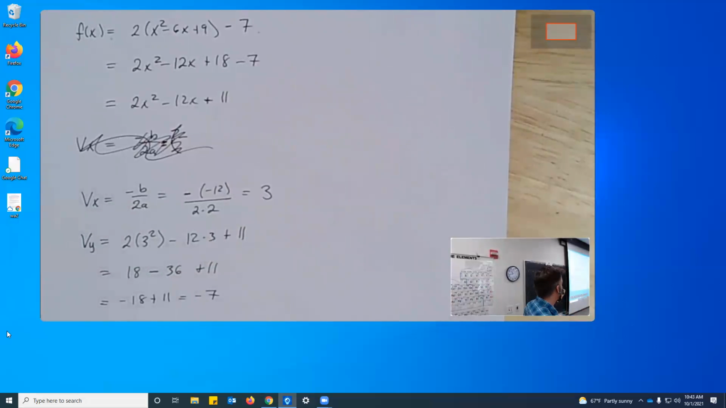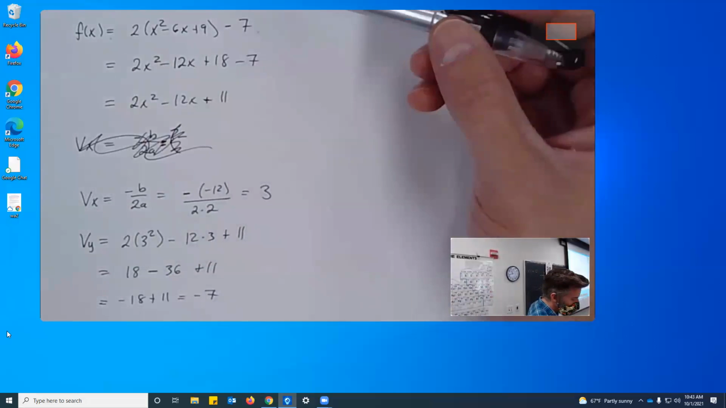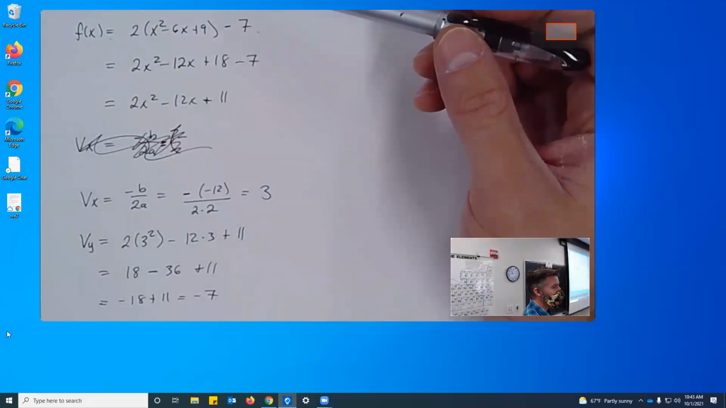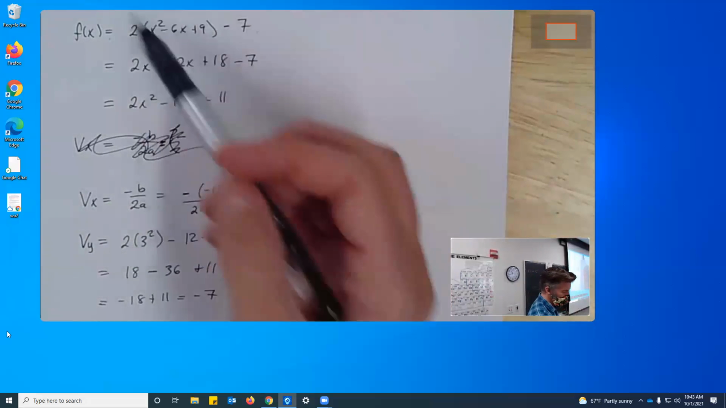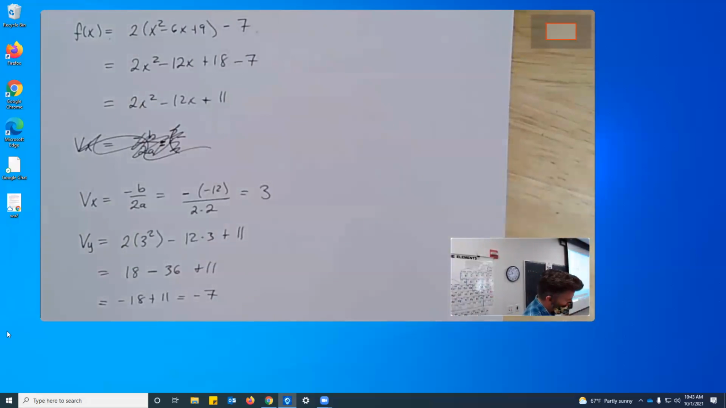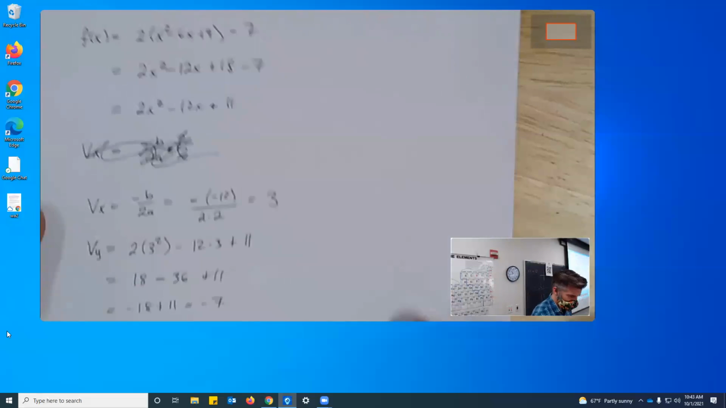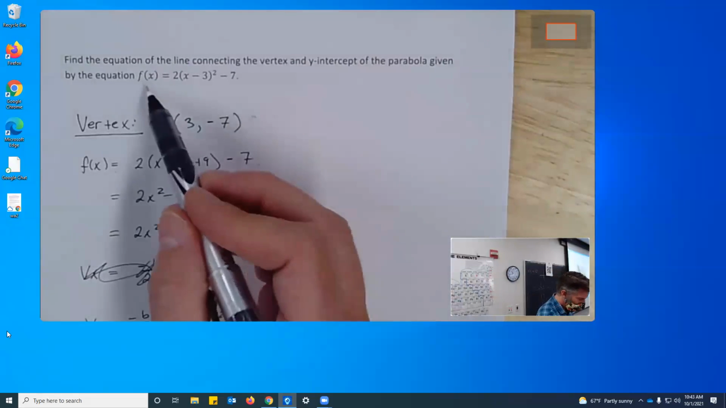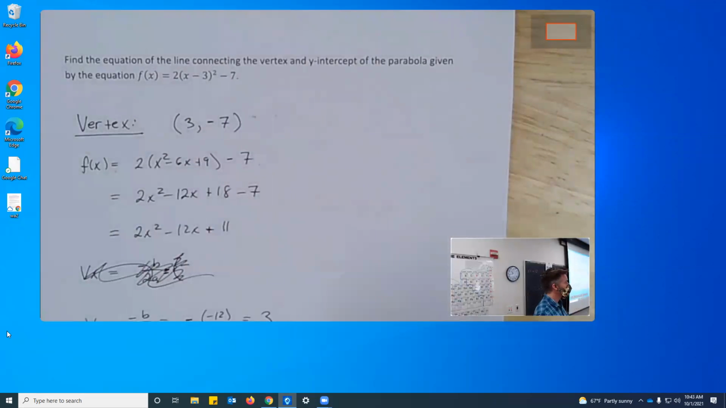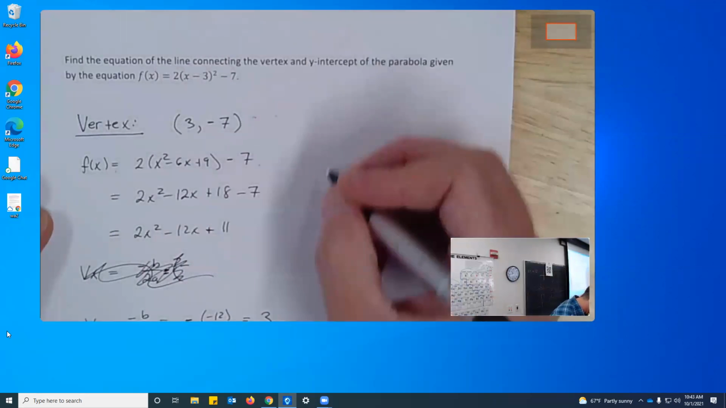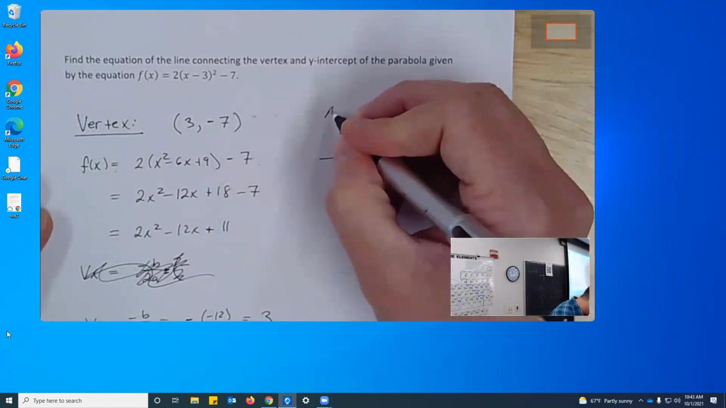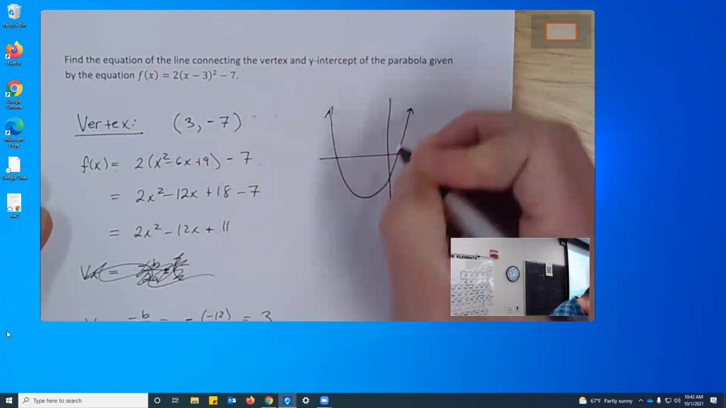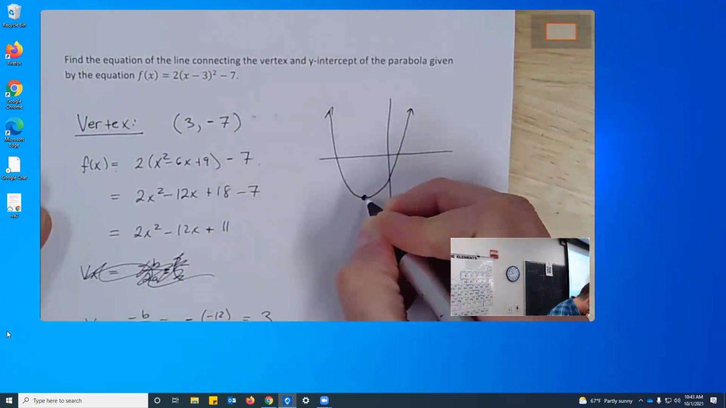The whole point, though, is that if it's written like this, it's meant to be so that the vertex is easy to see. One way you can justify that the vertex is (3, negative 7) is, well, let me ask you. For this parabola here, which way does it open, up or down? So it opens upwards. Great. And I'm going to draw it like I know what's going to happen. So it opens upwards, and it's got some lowest point.